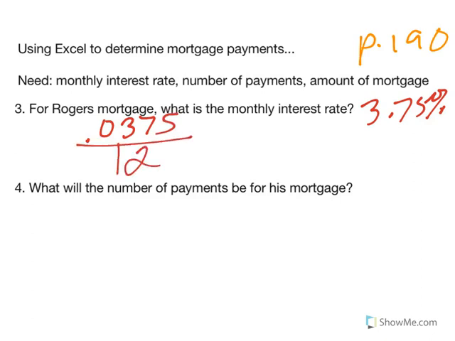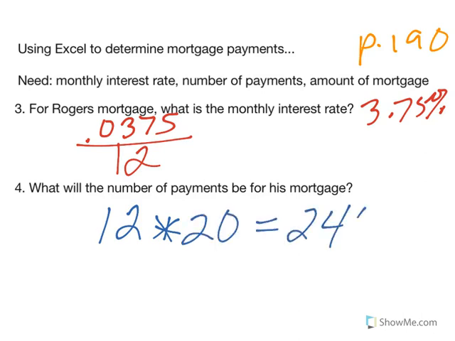So that would actually be the first part of the formula that you punch into Excel. And how many total payments, this is number 4, how many total payments will Roger make? Well, there are 12 months in a year, and there are 20 years on his loan. So he will make a total of 240 payments, which is another part of this. Oh, look at that little zero. Oh my gosh, that's wrong. Oh, I made a mistake.